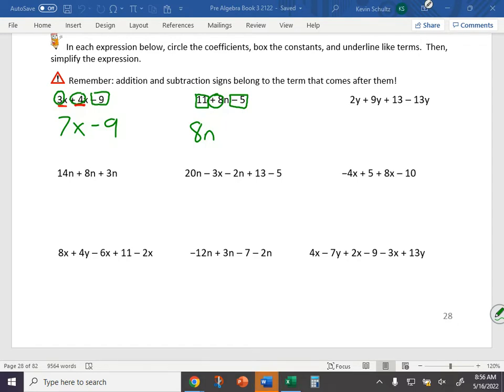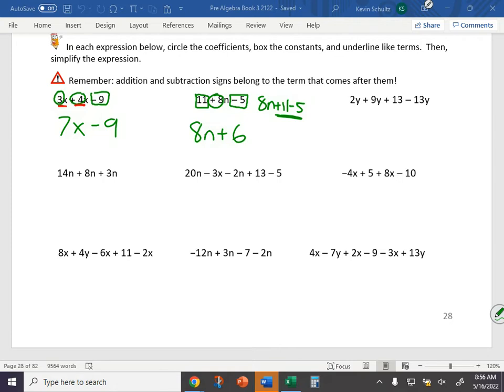Oftentimes, folks see the 11, they see the 5, and they put plus 16. But because that 5 is negative, it's going to be 11 minus 5, which gives us positive 6. Okay? Remember, you can add and subtract things in any order. So you could rewrite this expression as 8n, move that positive 11 to the other side of it, and then the minus 5. Here it's easier to see what you're actually doing, 11 minus 5. But if you look at it the way it's written, understanding that negative sign belongs to the 5, 11 minus 5 gives us positive 6.